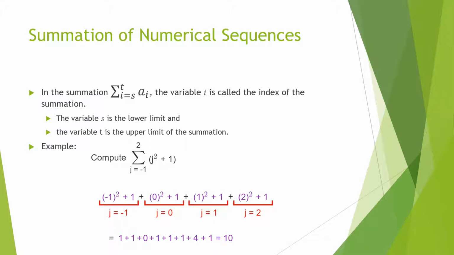So if you set j equal to -1, this term of the sequence would be equal to (-1) squared plus 1, which is equal to 2. If you set j equal to 0, then the term would be 0 squared plus 1, which is 1. If you set j equal to 1, then the term would be 1 squared plus 1, which is equal to 2. And if you set j equal to 2, then this term would be 2 squared plus 1, which is equal to 5. So the summation would be 2 plus 1 plus 2 plus 5, which would be equal to 10. So this is the final result of the calculation.